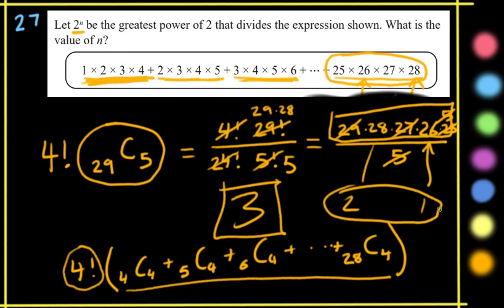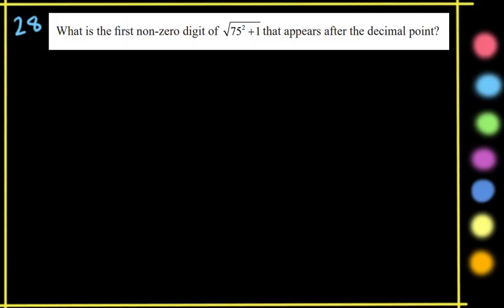In my mind, it's a little more complicated, but maybe you could say it's a little more elegant as well. Okay. Let's go on to problem 28. So this says, what is the first non-zero digit of the square root of 75 squared plus 1 that appears after the decimal point? Okay, so we've got 75 squared plus 1, and we want to take the square root. I like to do this visually.